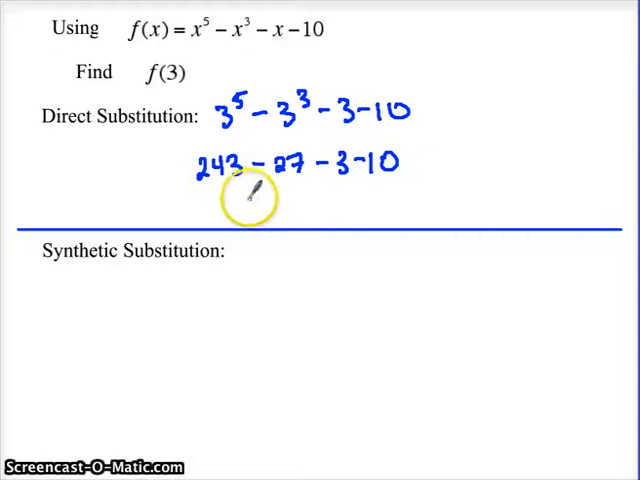243 minus 27 would be 216, minus another 13, or basically I believe we should end up with 203.